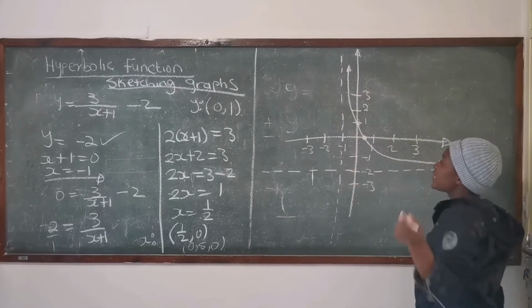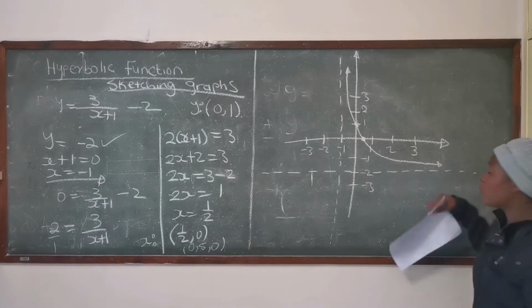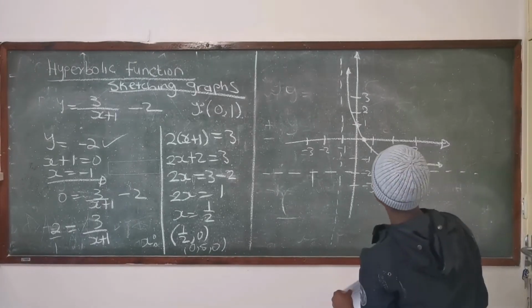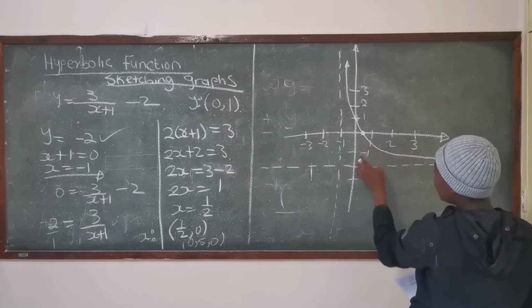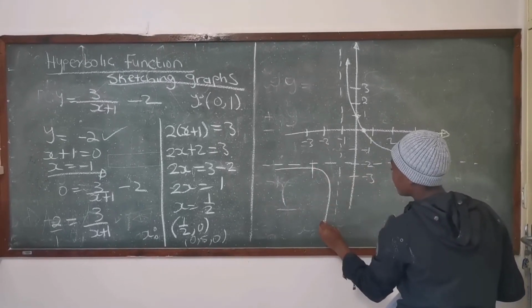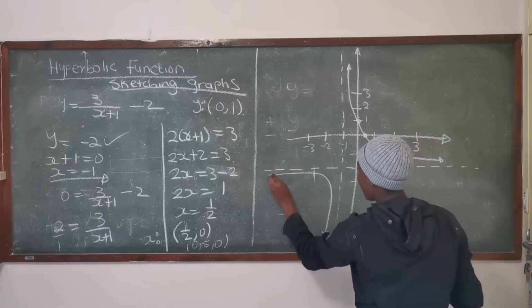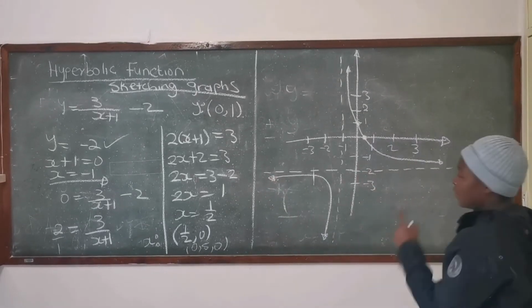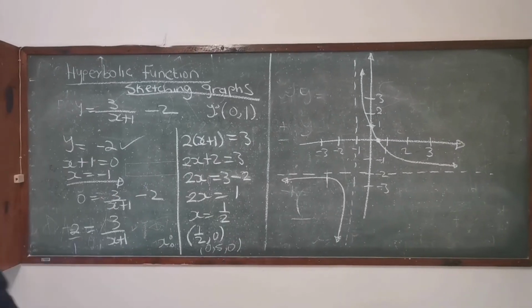The graph will always approach these asymptotes, but it will never touch it. I hope you see that. Then, since our graph is in the first quadrant, it means our other graph is going to be here. I hope you got that. Then let's move to the domain and range.